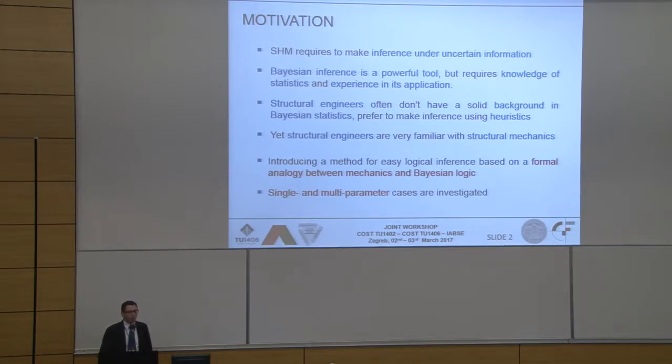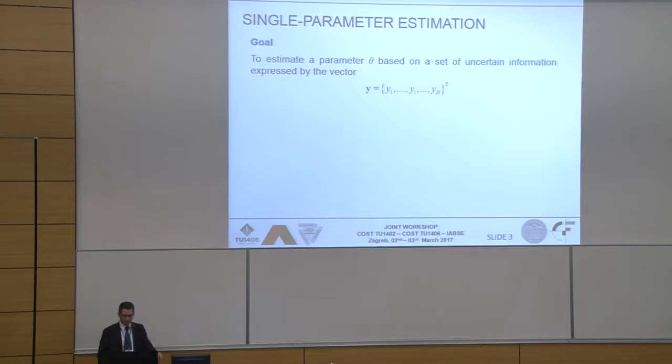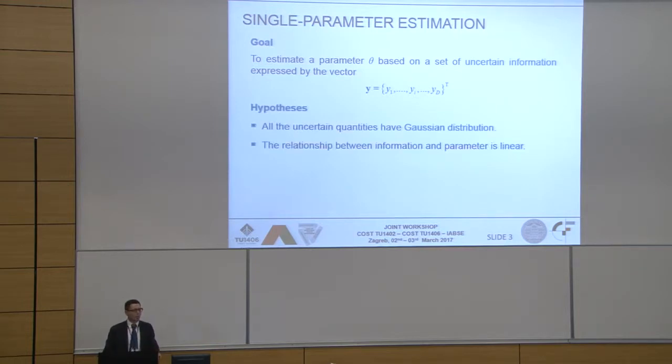So, what we would like to propose today is a method for easy inference based on a formal analogy between mechanics and Bayesian logic. I will show you how this can apply in some cases, starting from a single degree of freedom, then moving to a multi-parameter case. So let's start very easy. Let's start with the easiest possible inference problem and say that we want to infer a parameter theta based on a set of uncertain information, y1, y2, y3.